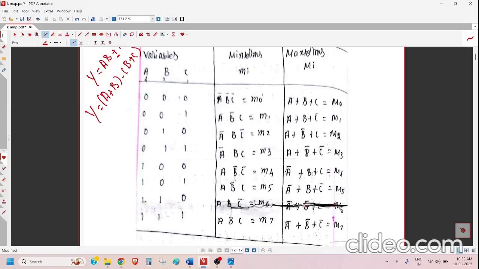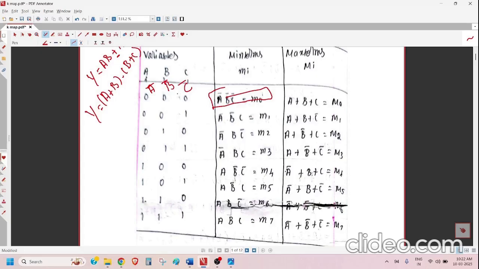For example, since it is 000, if it is a min term, since it is 0, that means A bar and B bar and C bar. That is the concept. So A bar, B bar and C bar. Since it is a min term, you can see this is the min term for 000. So A bar, B bar and C bar is equal to M0.